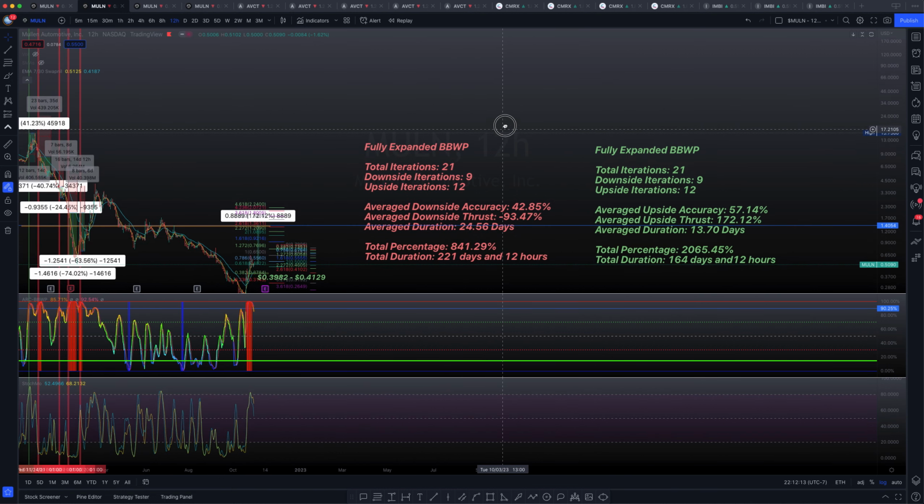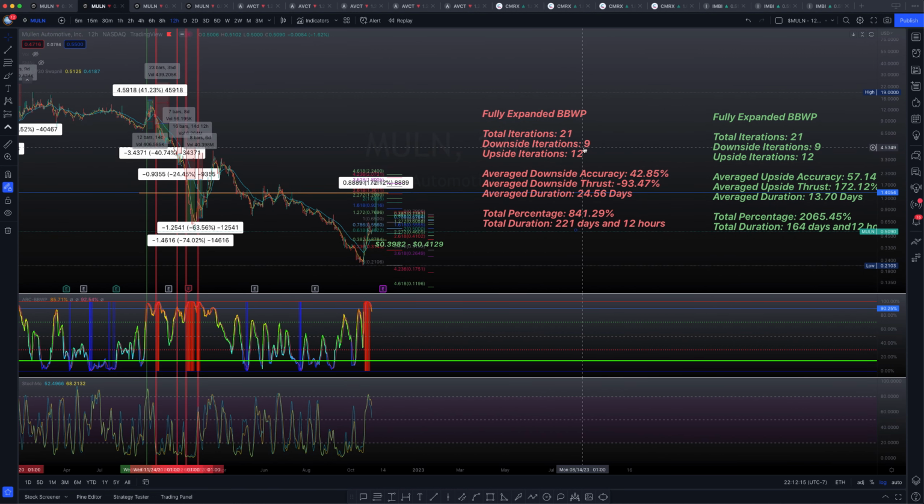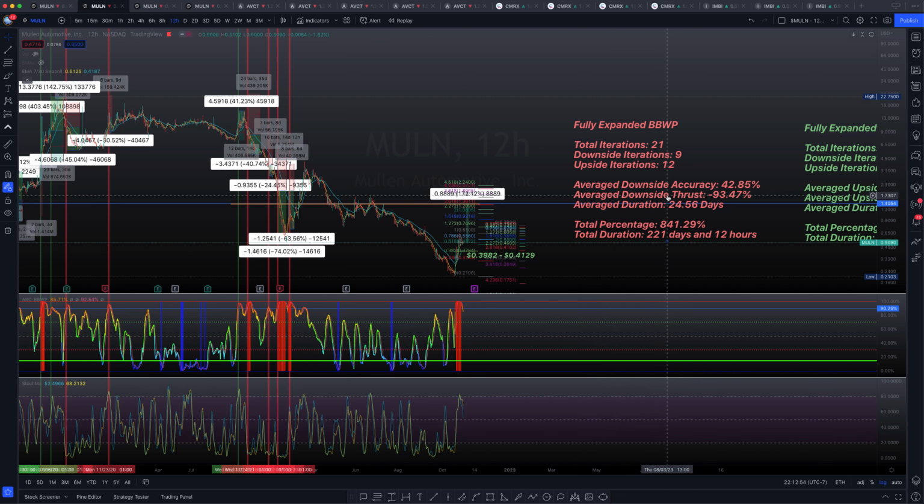Now, inversely, we do have 9 downside iterations that were actually guessed to the downside. This is the upside iterations of 12, this is what we got right here. So the average downside accuracy based on these 9 iterations is 42.85%, with an average downside thrust of minus 93.47% over the span of about 24.5 days. And I don't see this likely, you guys. The minus 93% puts us at, I'm not even going to talk about those lows because people have been like, oh, whatever. But I'm just giving you the statistics.